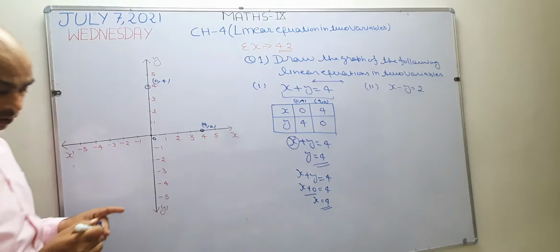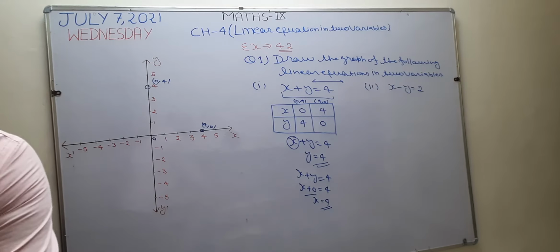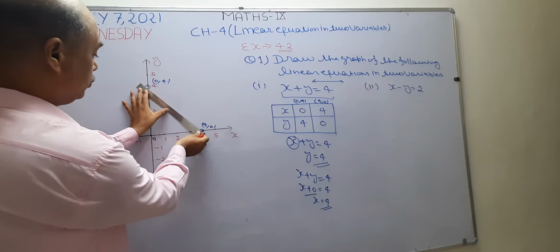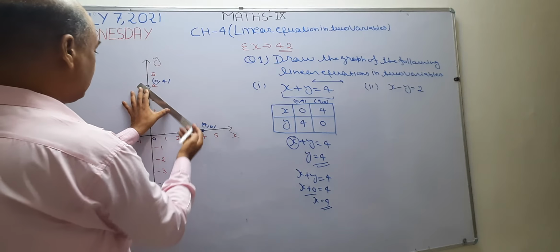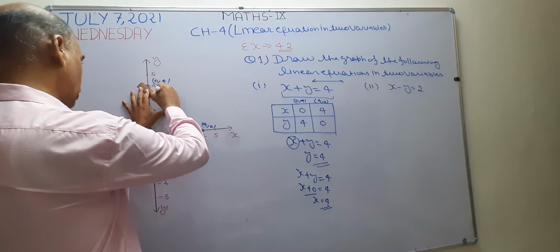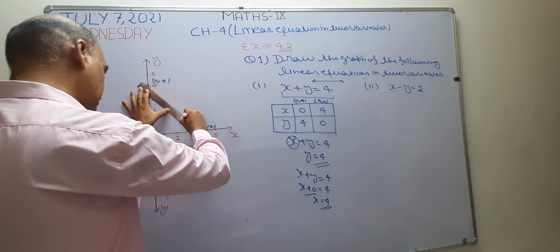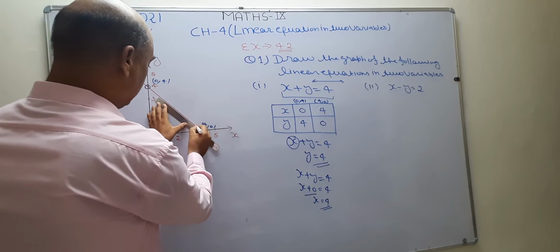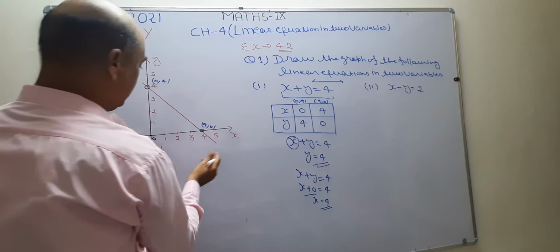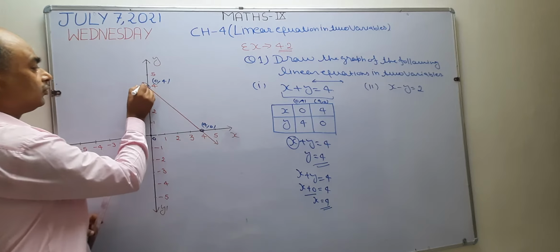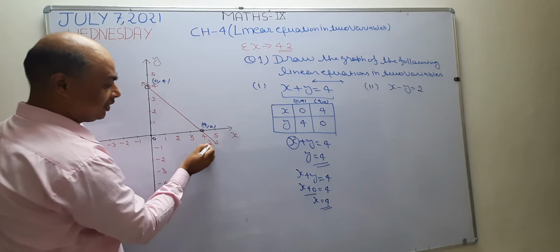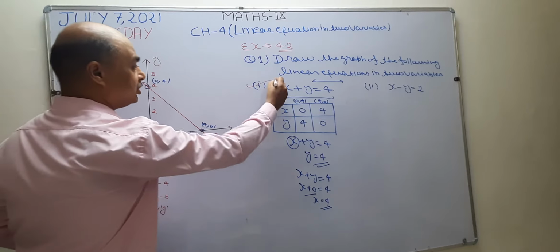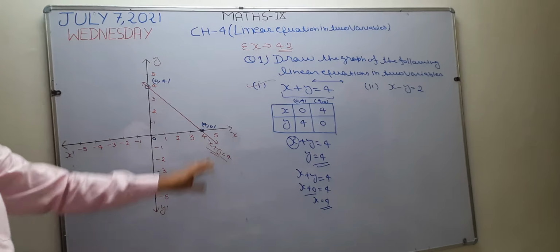Now I want to join these 2 points by using a scale. See, when we join these 2 points, this is the required graph line of the given linear equation in two variables. This is the graph line of the first equation. Write down here x plus y equal to 4. This is the graph of this equation. I hope it is clear to all.